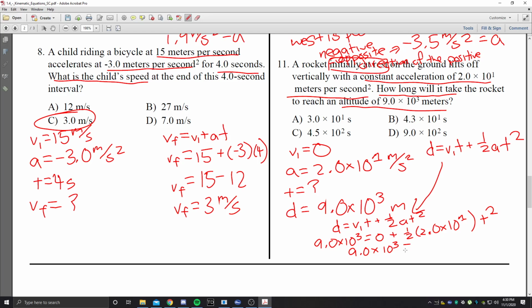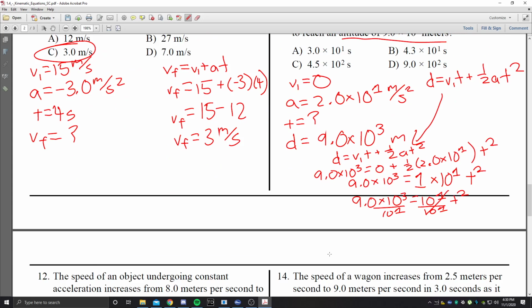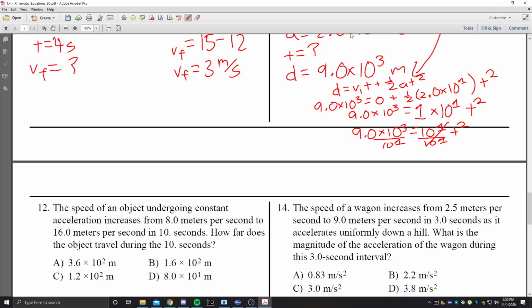It's actually equal to 1 times 10 to the 1 t squared. 1 times 10 to the 1 is just 10 to the 1. So you get 9.0 times 10 to the 3 is equal to 10 to the 1 t squared. You divide it by 10 to the 1, divide this by 10 to the 1.